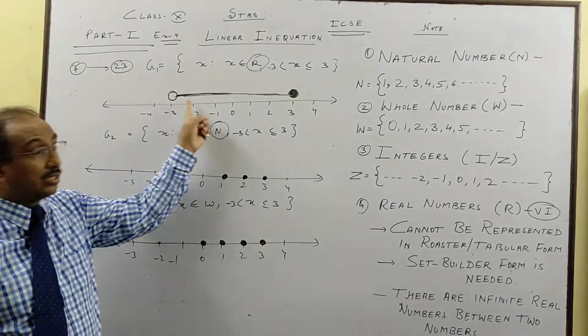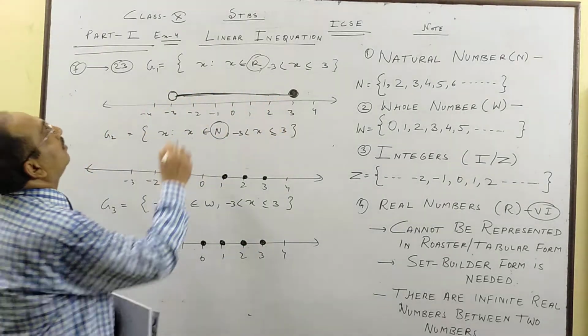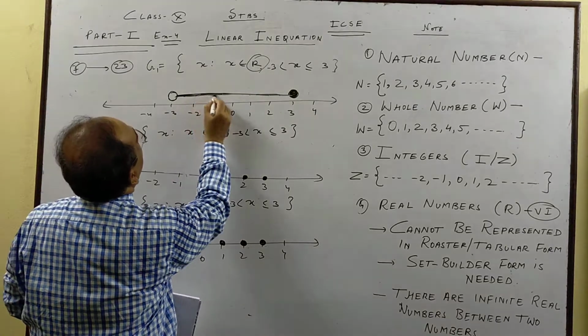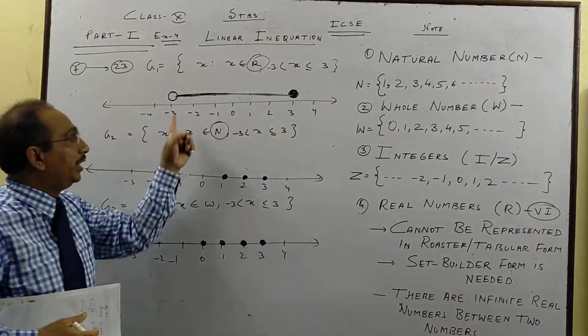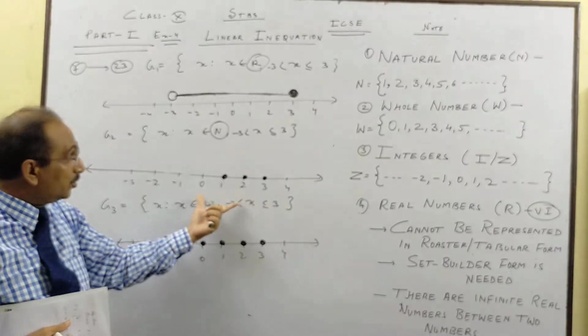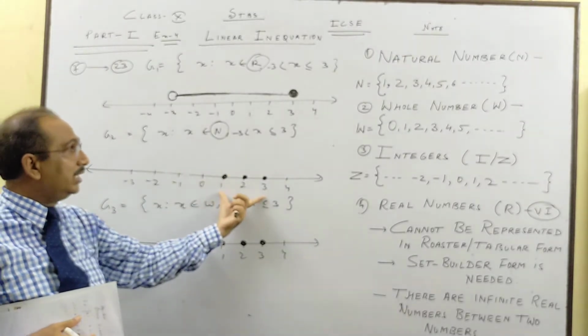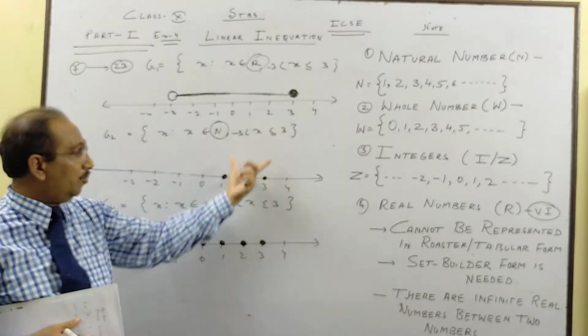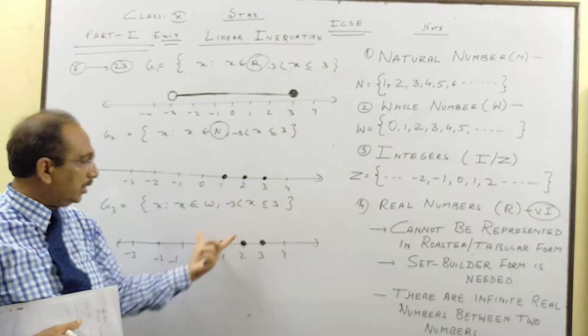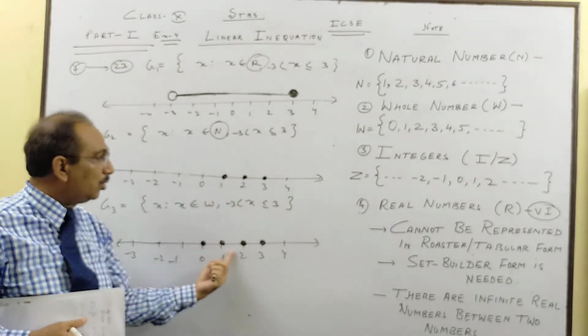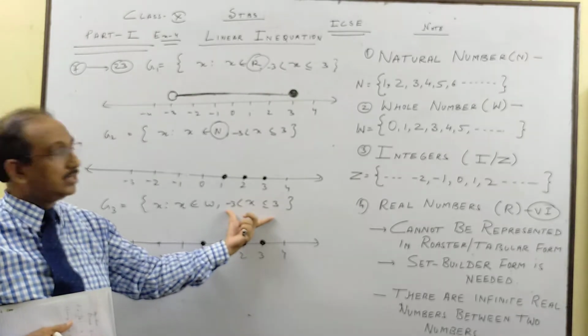So once more, integer, there are many numbers. A continuous number, infinite numbers between these two numbers. If you see in the natural number, we have only 3 numbers in this form. Only 3 numbers. 1, 2, 3. Whole number, if you see, we have 0, 1, 2, 3, which satisfies this.